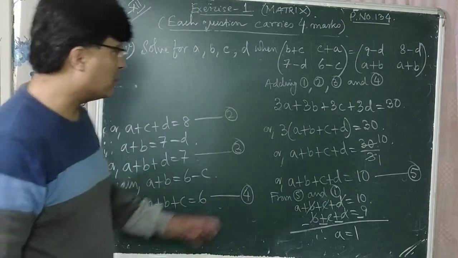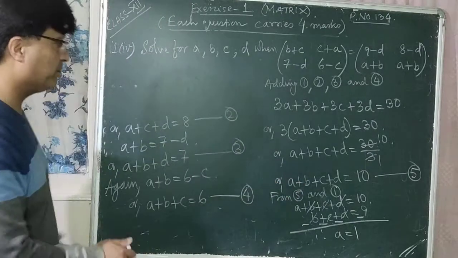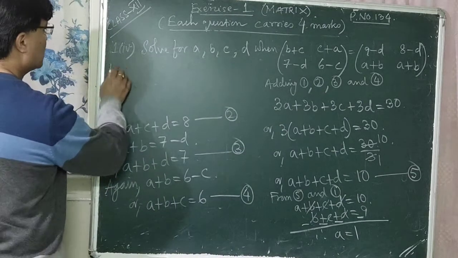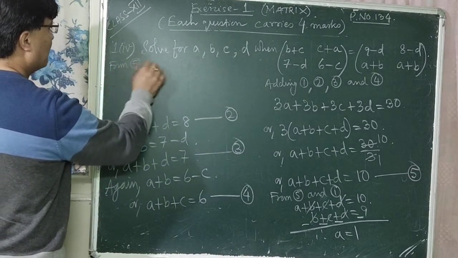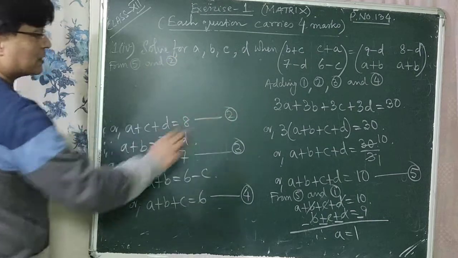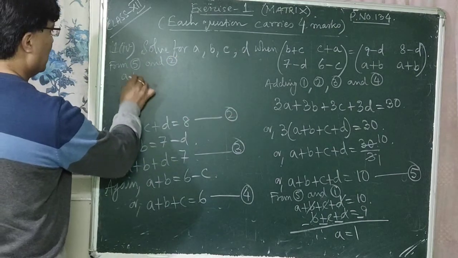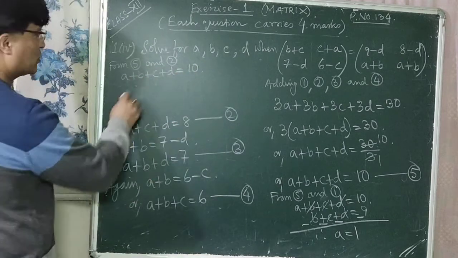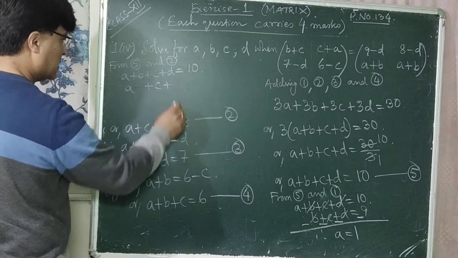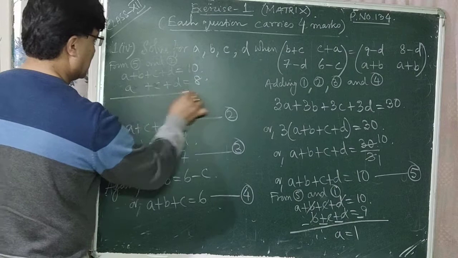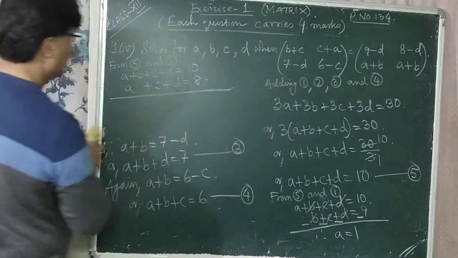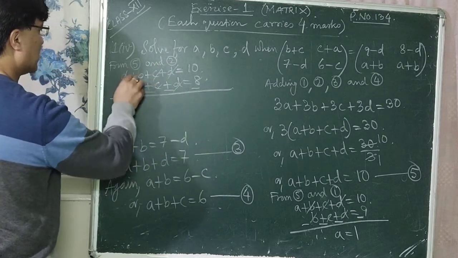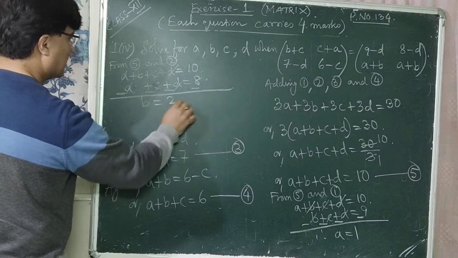Now again you can get the value for B by subtracting 2 from 5. So from 5 and 2, let us write equation number 5 first. A plus B plus C plus D is equal to 10. And let us write number 2. A plus C plus D is equal to 8. So let us subtract it. Minus, minus, minus, minus. So D gets cancelled, C gets cancelled, A gets cancelled. So we get B is equal to 10 minus 8 is 2.